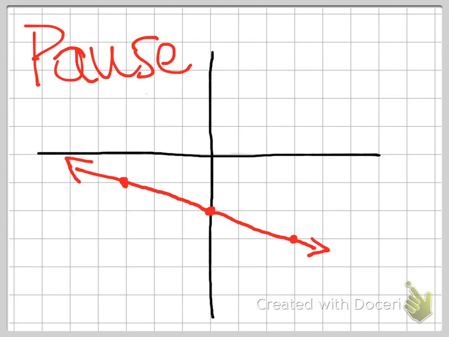At this point, I would like you to pause the video so that you can find the slope of this line. Now, if you said that the slope was -1/3, you would be correct, because to move from the point on the left to a point on the right, we have to go down 1 and over 3.